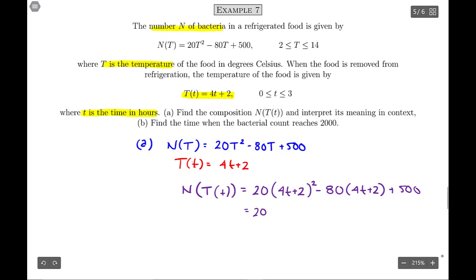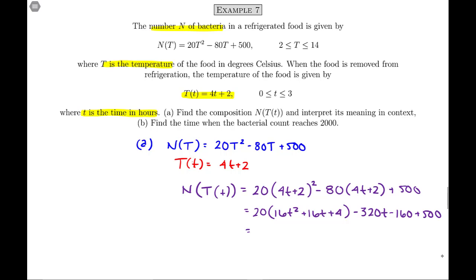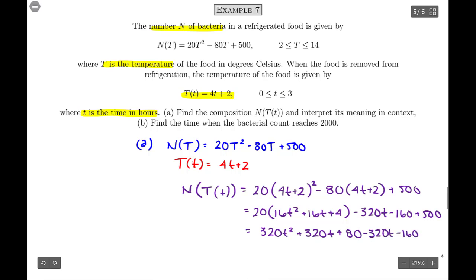We will simplify this. I get 16t squared plus 16t plus 4 minus 320t minus 160 plus 500. Distribute the 20 through the parentheses. So 20 times 16 would be 320t squared plus 320t plus 80 minus 320t minus 160 plus 500.